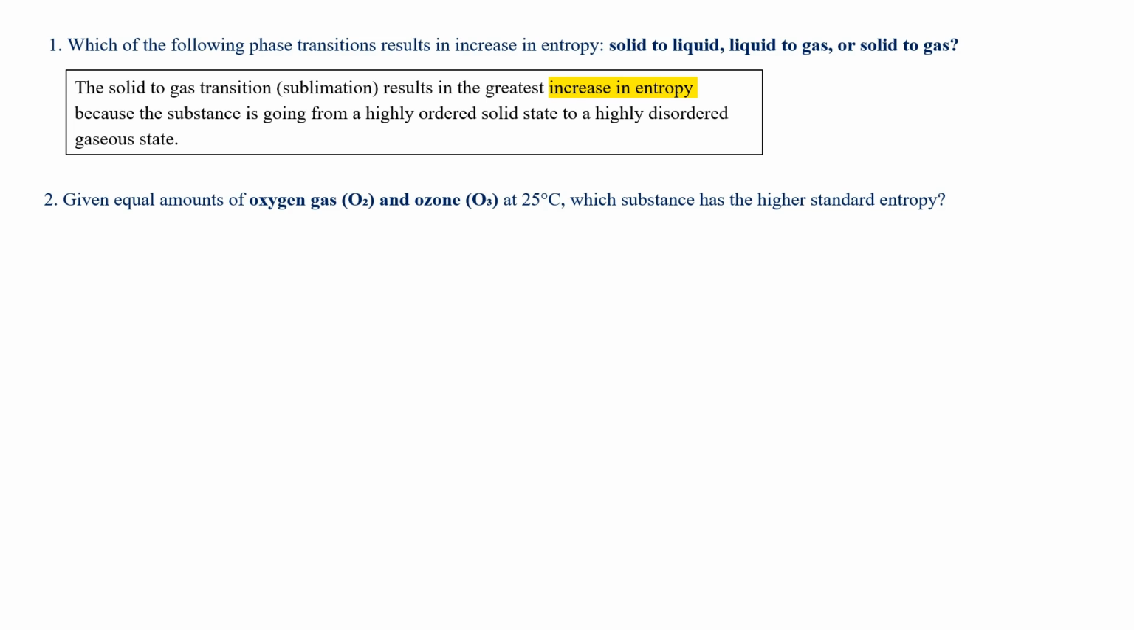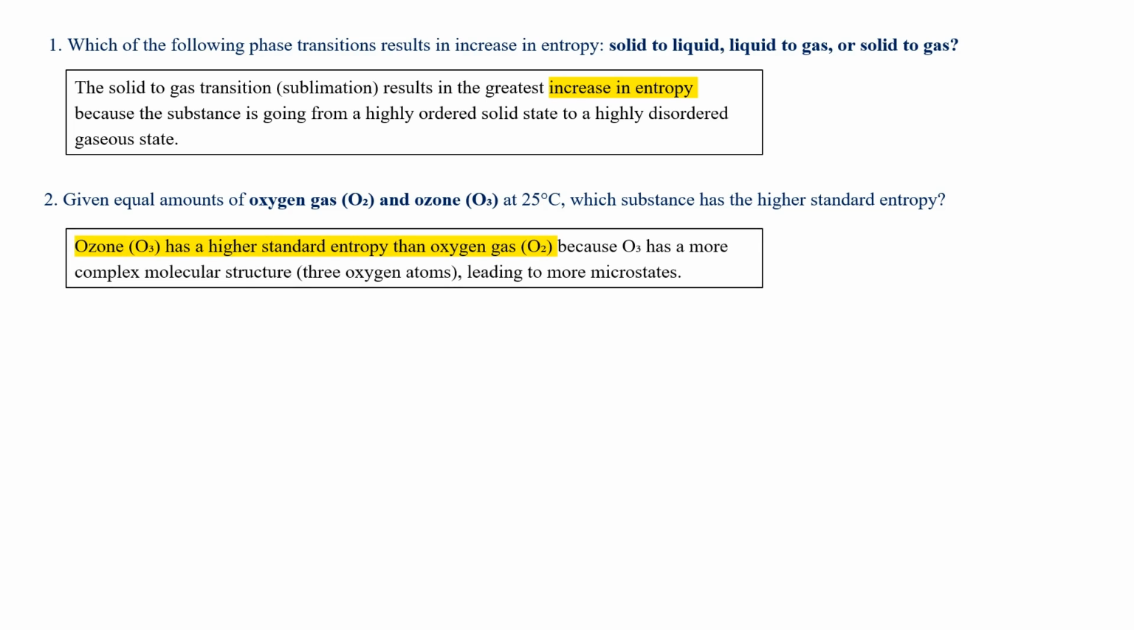Question number 2. Given equal amounts of oxygen gas and ozone at 25 degrees Celsius, which substance has the higher standard entropy? Ozone. Ozone is O3. It has higher standard entropy than oxygen, O2. The reason is ozone has a more complex molecular structure. There are 3 oxygen atoms, leading to more microstates.